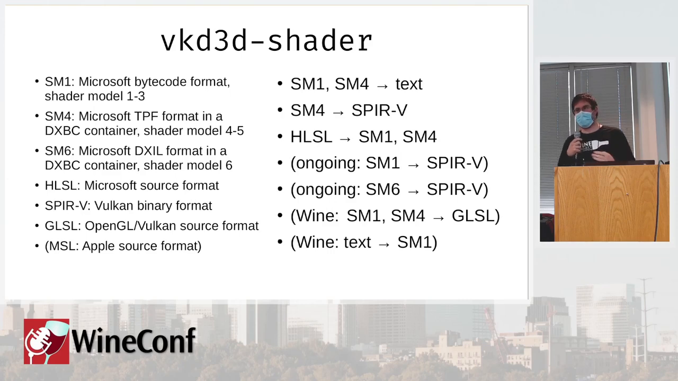Then there are the formats on the other side of the fence. SPIR-V, which is the bytecode format that you can use to give a shader to Vulkan, and GLSL, which is the sort of corresponding source format, again a C-like language that you can use to write shaders for OpenGL or, through compilation to SPIR-V, for Vulkan.